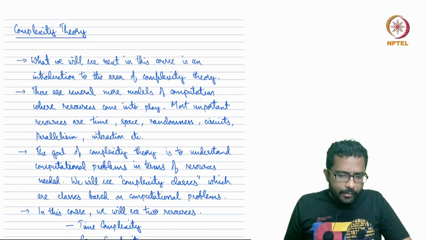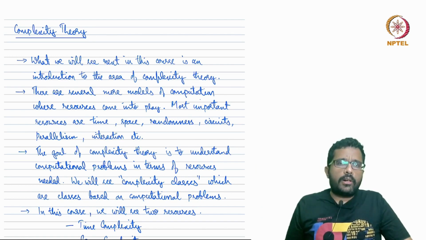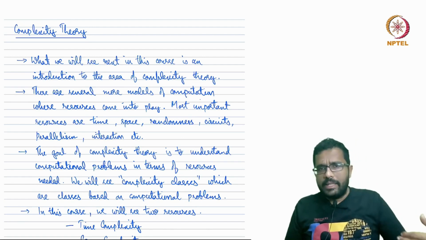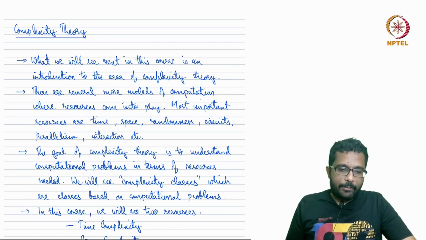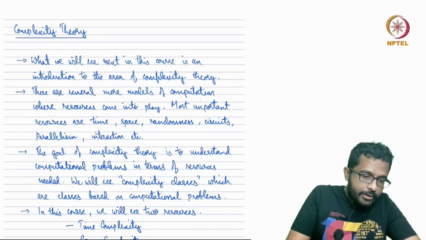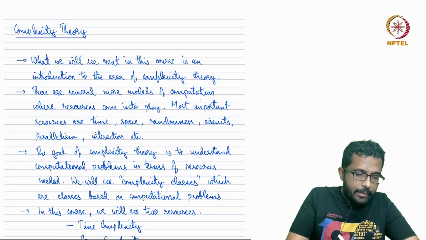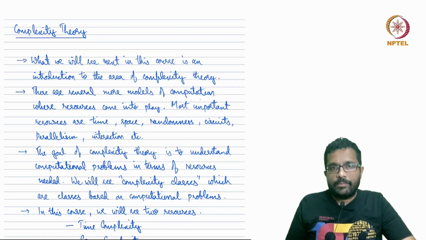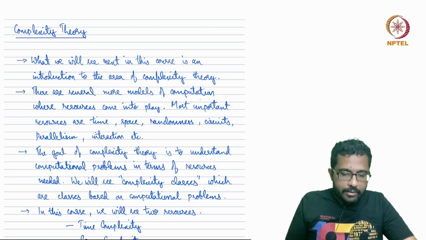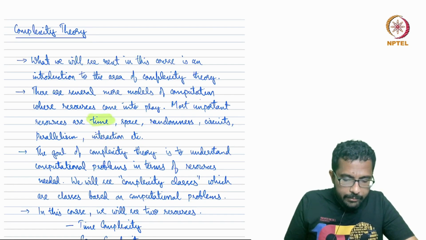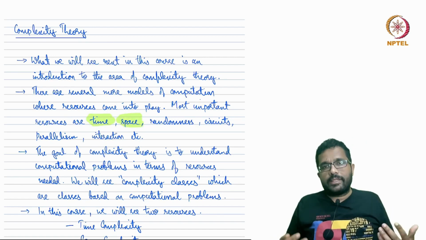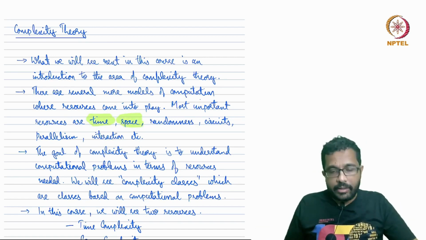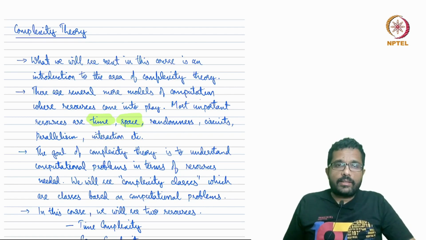And there are several models of computation. We saw many in our course itself, but there are even more models of computation, and there are also many resources in these models. Even in the models that we saw, two of the resources that stand out are time and space: how much memory is required to do a certain computation and how much time is required. There are also other parameters that are studied, such as randomness.